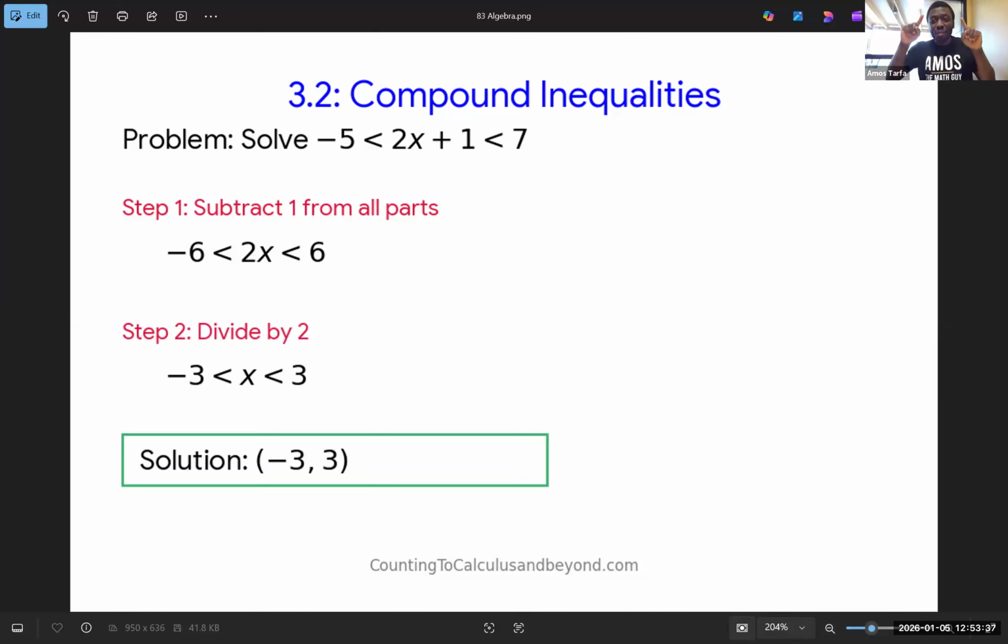And notice that we're using parentheses. We're not using brackets. There's a reason for that. Brackets are used when you have less than or equal to, and that's the key difference.